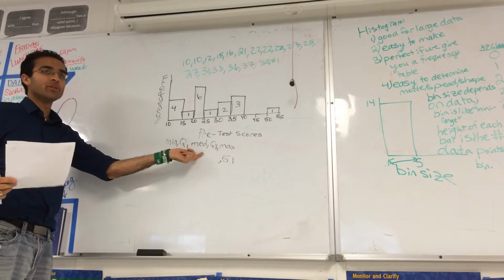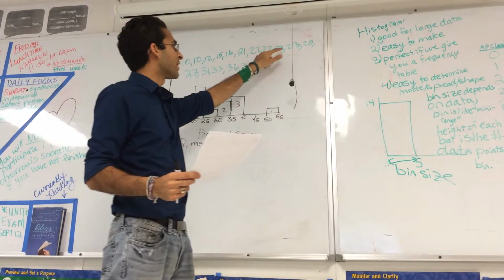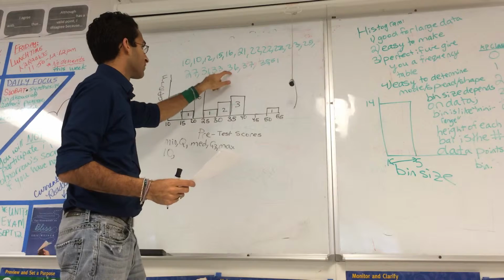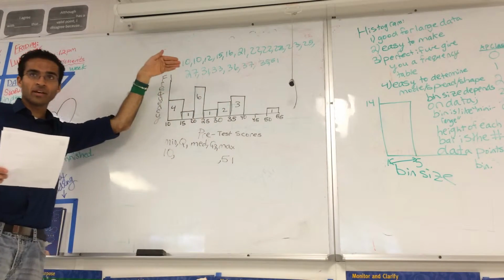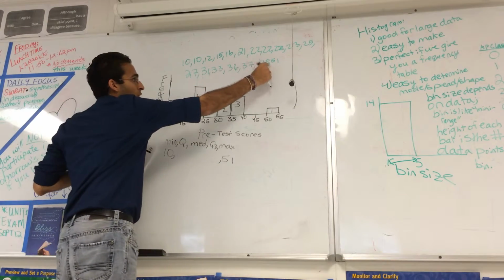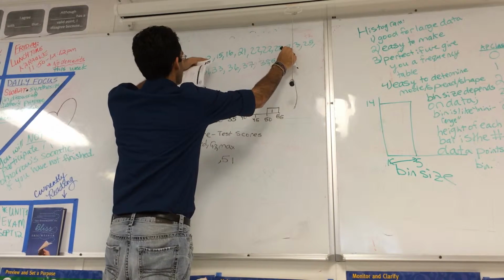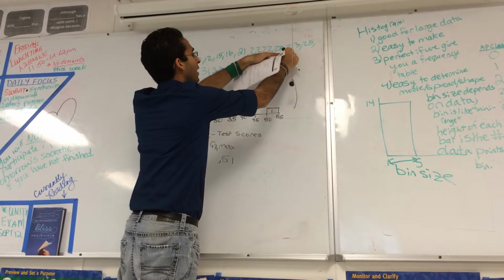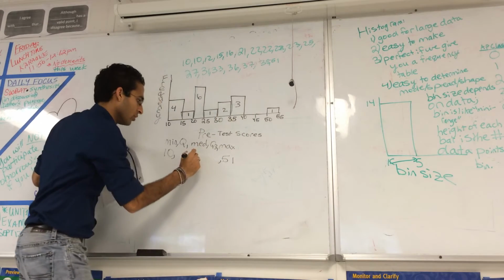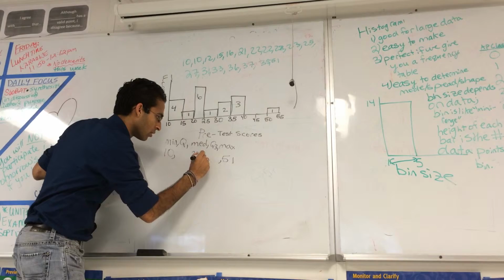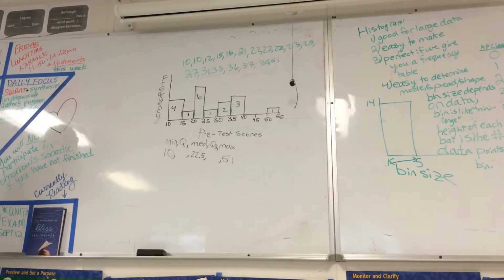Okay, the median is the middle number. So I want to count how many there are. 1, 2, 3, 4, 5, 6, 7, 8, 9, 10, 11, 12, 13, 14, 15, 16, 17, 18. So I want to basically go 9 on each side. 1, 2, 3, 4, 5, 6, 7, 8, 9. And 1, 2, 3, 4, 5, 6, 7, 8, 9. So it's somewhere between 22 and 23. We just average it, 22.5. So the median here is 22.5. That is the middle number.